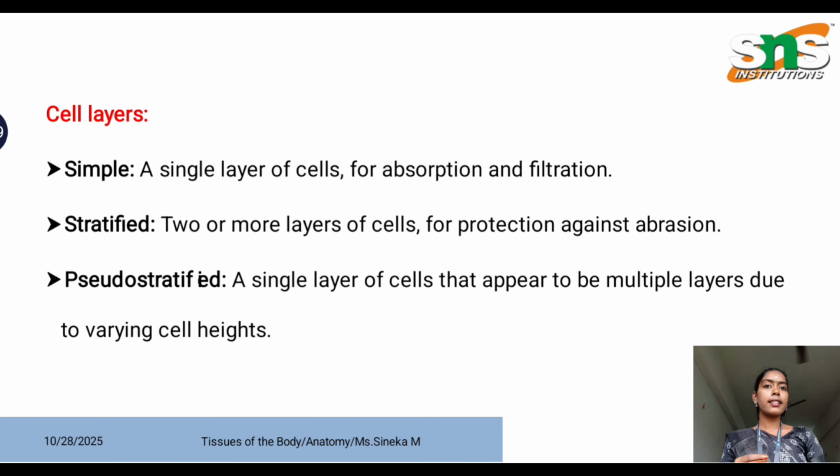Based on cell layers, the other three types are simple epithelial tissue, stratified epithelial tissue, pseudo-stratified epithelial tissue. In simple, a single layer of cells is present. It helps for absorption and filtration. In stratified, two or more layers of cells are present. It helps for protection against abrasion in our body. The third one is pseudo-stratified. A single layer of cells appears, but it looks like multiple layers due to varying cell heights.